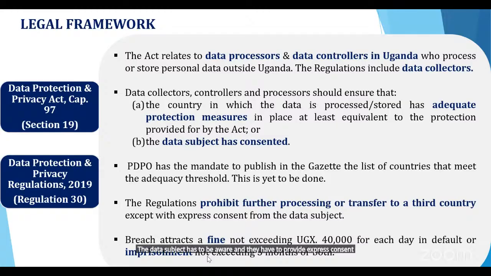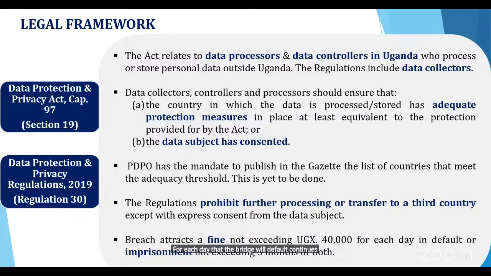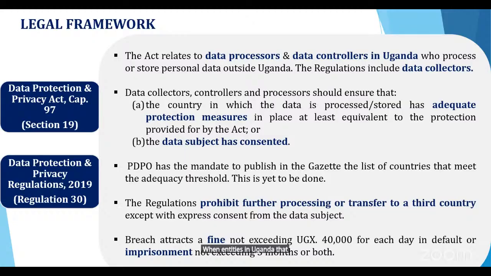We also see that, of course, there is a penalty in the law for breach of these provisions, and you can be liable to a fine not exceeding 40,000 Uganda shillings for each day that the breach or default continues, or imprisonment not exceeding 3 months, or both. Again, I think PDPO will have to let us know in due course whether they've actually been sanctioning entities in Uganda, or it is still not yet a provision that has been put into practice. But for our purposes, there is actually liability on entities in Uganda that don't comply with this provision.